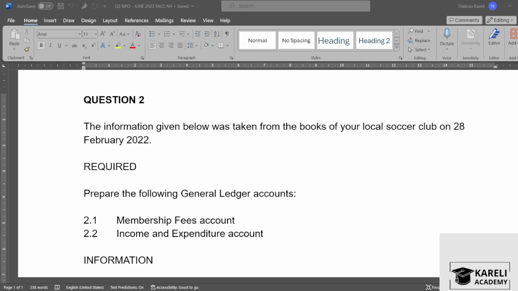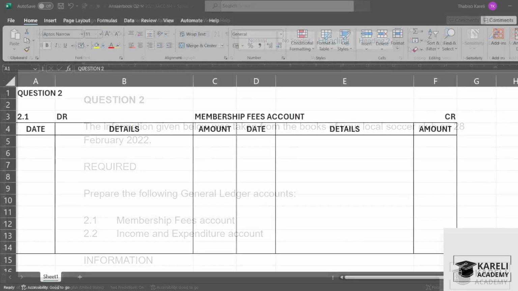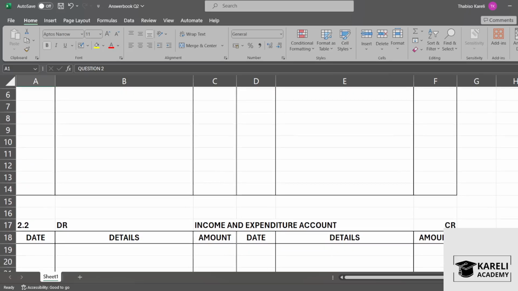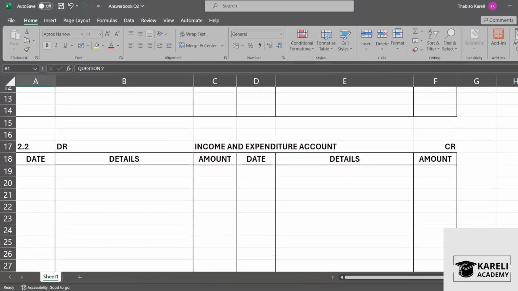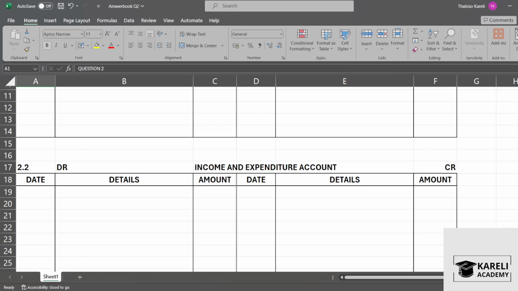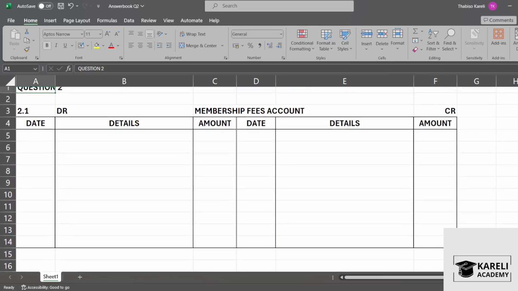Let us check if we have the answer sheet. Here is the answer sheet for the membership fees account. And don't be surprised when you see it as a subscription account. It's the same thing. They use either the term membership fees account or subscription account. And then 2.2, we have our income and expenditure account. Here it is. So we have the 2 needed accounts on the answer sheet.